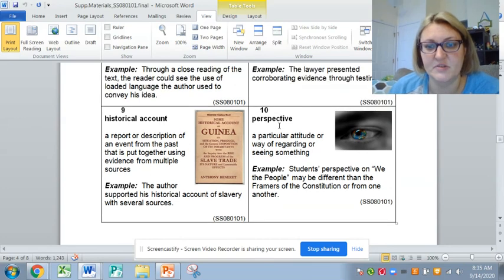And number 10, perspective, a particular attitude or way of regarding or seeing something. Example: students' perspective on we the people may be different from the framers of the Constitution or from one another.